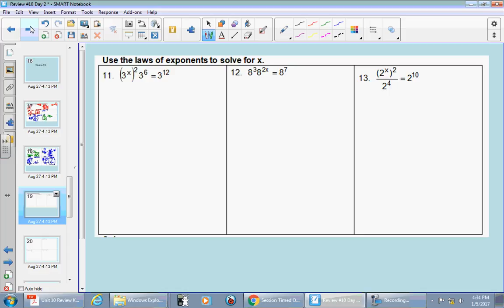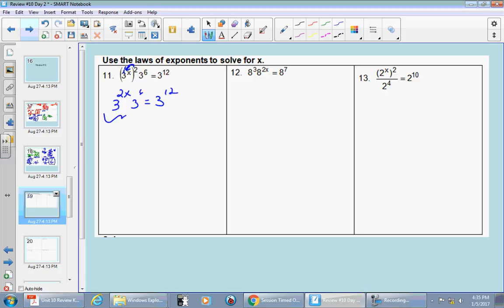Number 11 says we want to solve with these. So what we need to do first on number 1, we need to use order of operations. We got to get rid of this exponent first. That's a 3 to the x power, we're going to multiply 2 times that. So we get 3 to the 2x times 3 to the 6 equal 3 to the 12th.